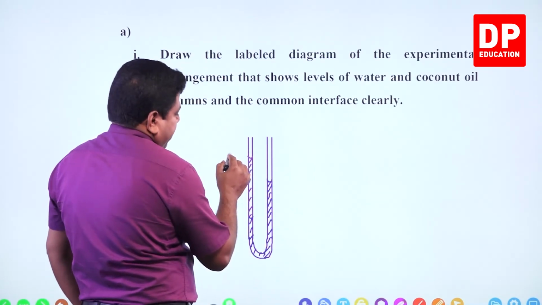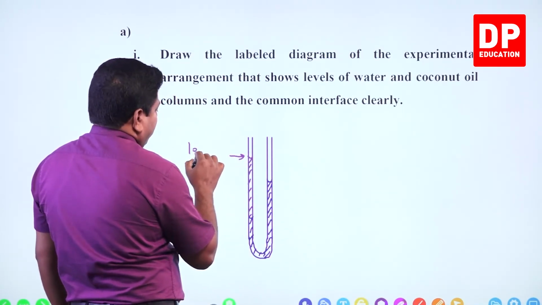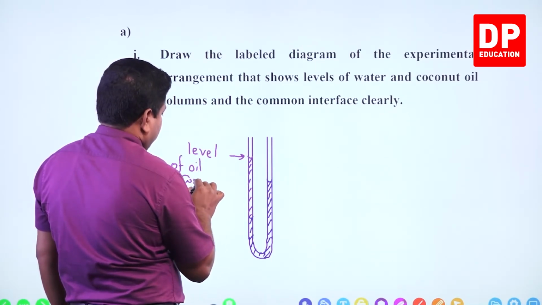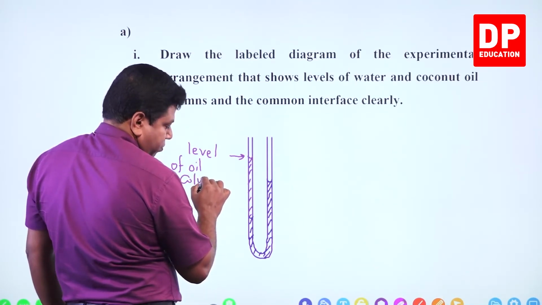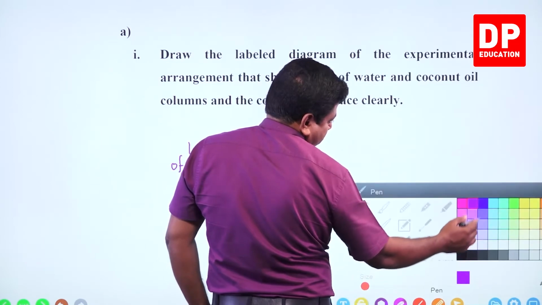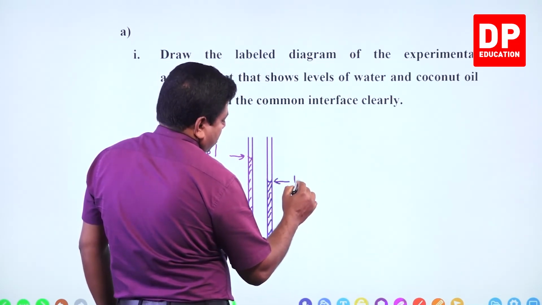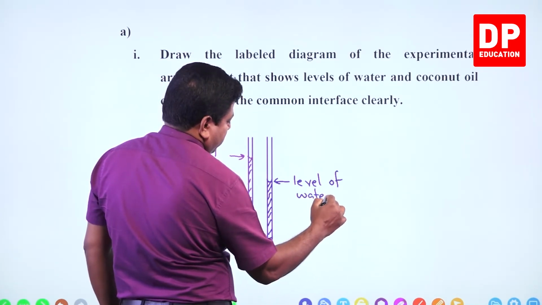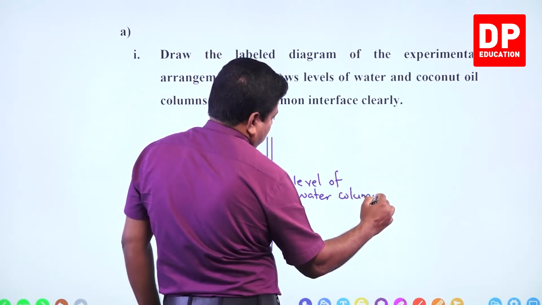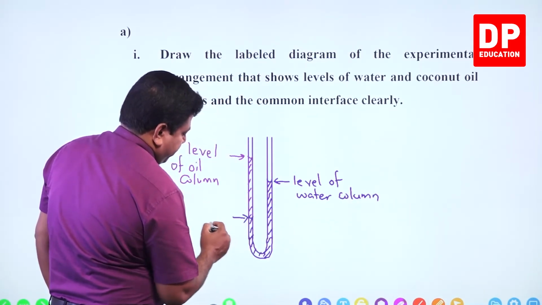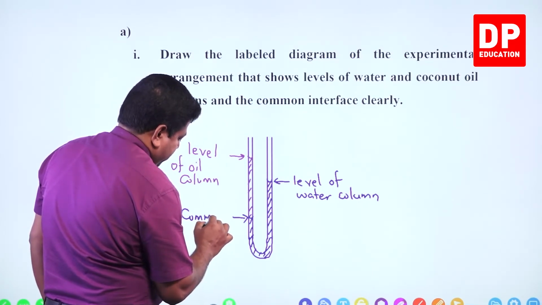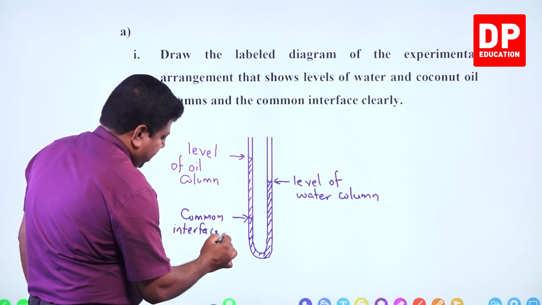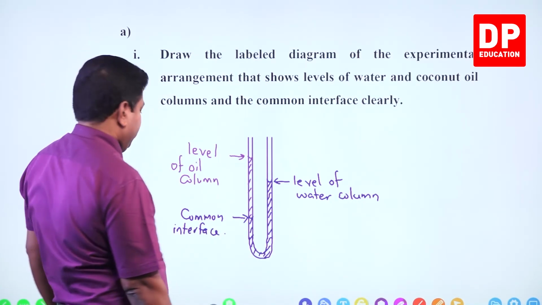Right. Let's name it. This is the level of oil column. Level of water column. And this point is the common interface. Common interface. Right? They ask you to mark all these three clearly.